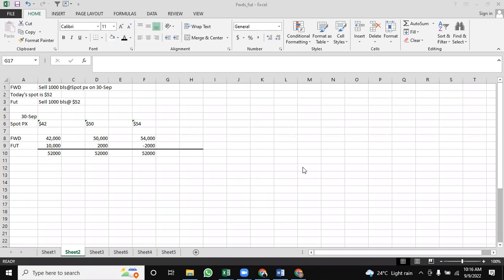Yes, Satya, one can enter into both a forward and futures contract. There's no restriction that if you entered a forward contract, you cannot do a futures contract. Is this clear? Right. Any other questions from futures and forwards?